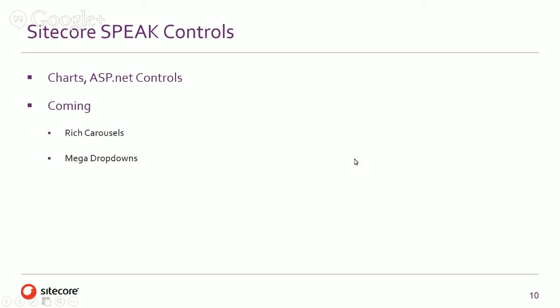So the Sitecore Speak controls that you have today to play with, there's a big charting library that's out there right now. And if you just open Visual Studio and have a look at the ASP.NET controls that you get out of the box, they're all there. Lists, repeaters, grids, tables, they're all there. And there's lots more coming. As we all build new products, we're building new Speak components. Some things that I can speak for, no pun intended, potentially, are some image carousels that are very rich in aesthetic looks, things like mega drop downs, and things that we're starting to require in some of our newer products.